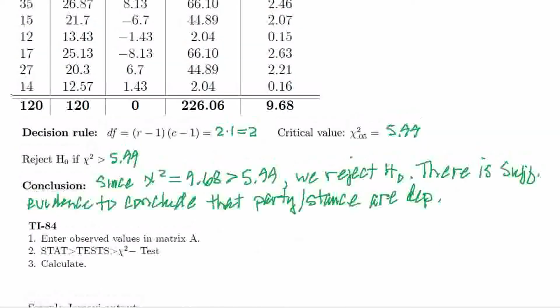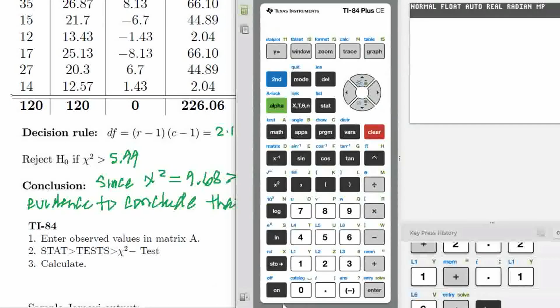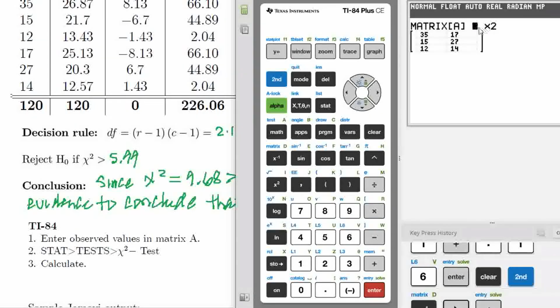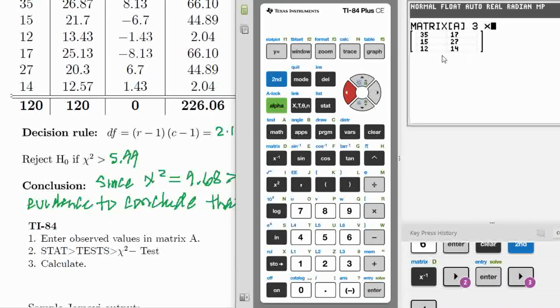And then we can also carry out this test on the TI-84. You have to enter your observed values in a matrix, and then you go to stat, tests, chi-squared test, and hit calculate. So let's check that out real quick. We want to go to second matrix, so second of x inverse, and we first want to edit our matrix. You can name your matrix A, B, C, D, but we'll just do the default. So edit, A is highlighted by default, press enter. If it's not already 3 by 2, just overtype the 3, arrow to the right, and overtype the 2. This matrix will adjust itself automatically to that number of columns.